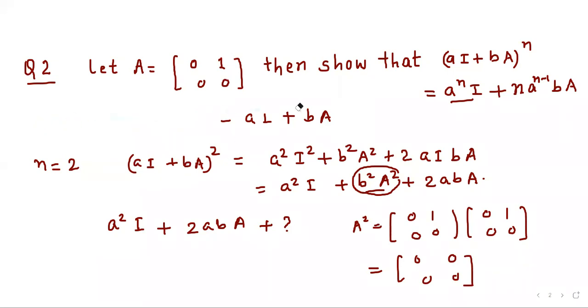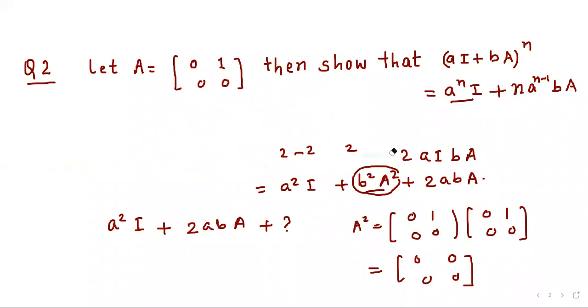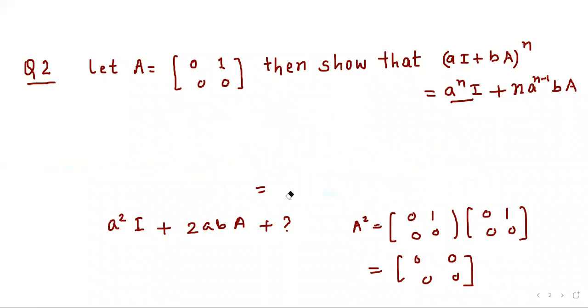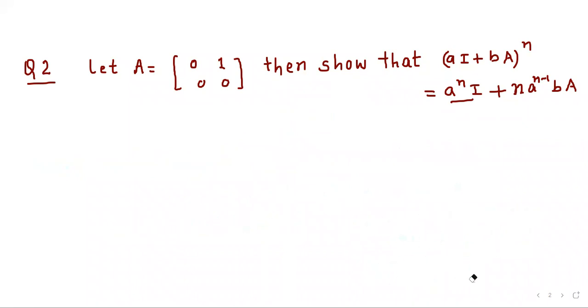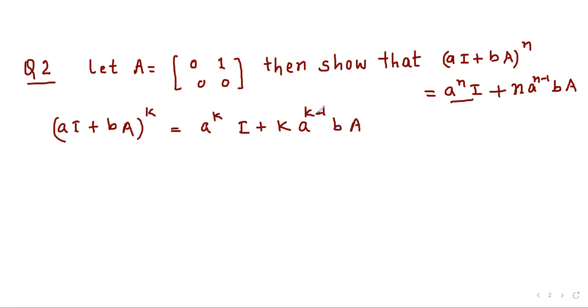We assume that it is true for n equal to k, and then we have to prove that it is also true for n equal to k plus 1. So if (ai plus ba) power k is true, then we write a power k i plus k a power k minus 1 ba. Now we have to prove that k plus 1 is also true.